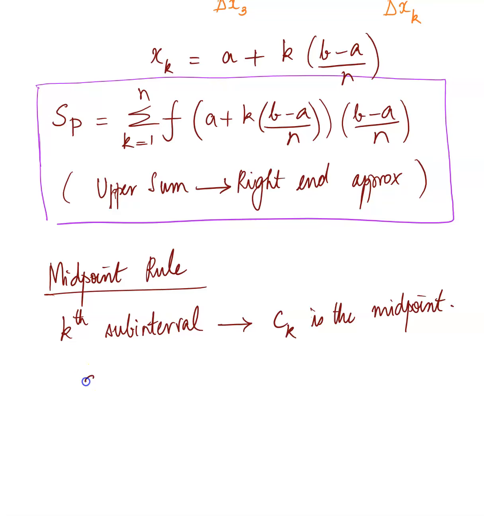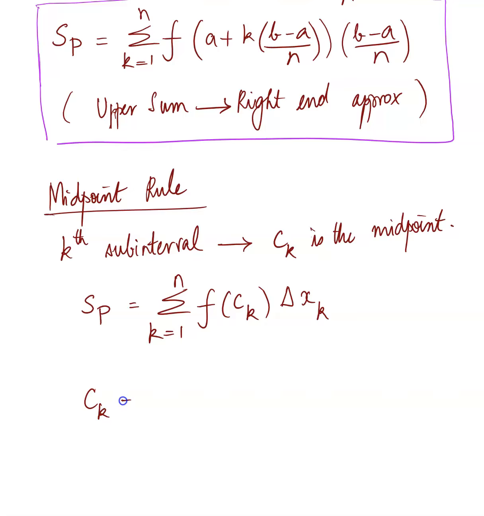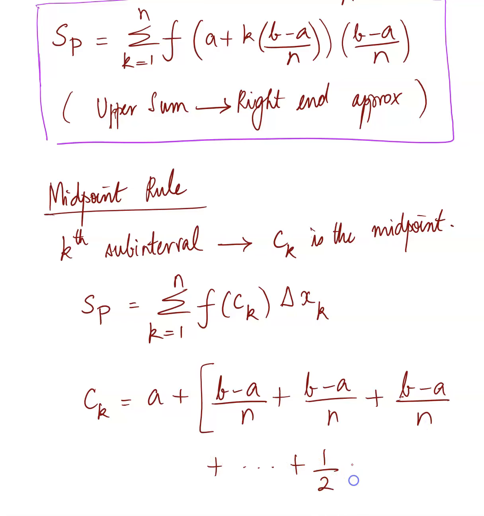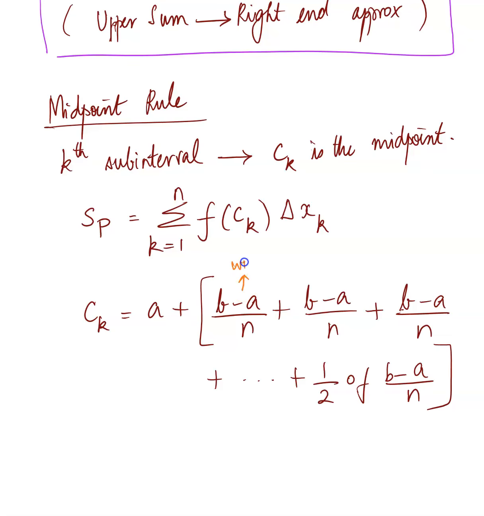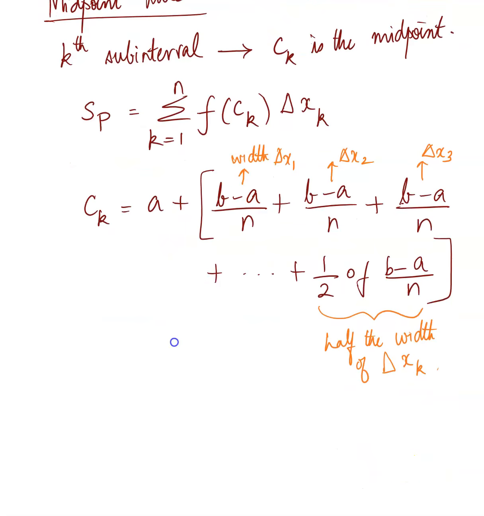That's another difference. So SP would be summation k = 1 to n, f of ck, because it's going to be the height, times delta xk because it's still the kth subinterval. And then for ck, we have a plus (b minus a) over n, plus (b minus a) over n, plus half of (b minus a) over n. So again, a quick explanation will tell us that this was the width of the first interval. This is the width of the second interval, third interval. This is half the width of the kth interval because you only go up to the midpoint.